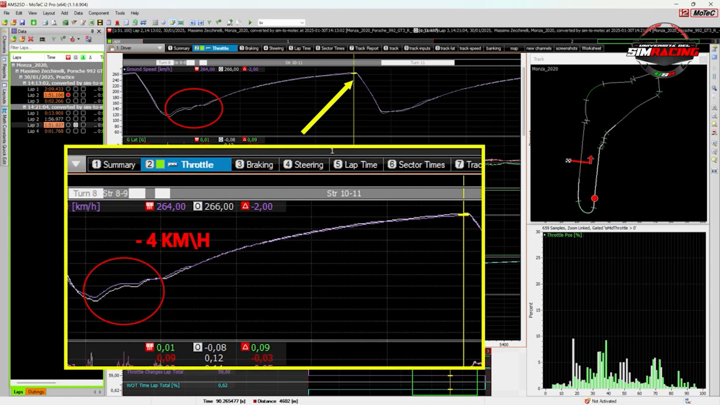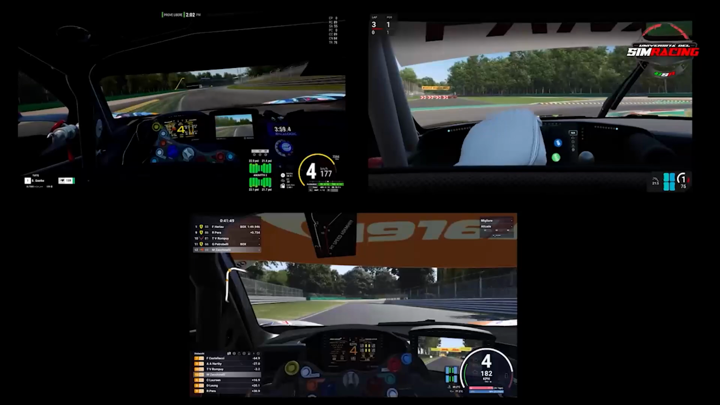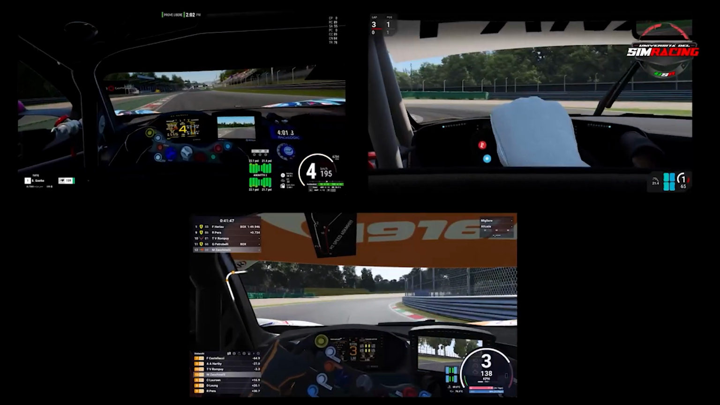A similar scenario played out at the exit of Ascari, where the high-pressure setup once again struggled with grip. Despite this, the 4 km/h deficit at the start of the straight toward Parabolica was quickly recovered, with an additional 2 km/h gained in the following section. Now it's time to wrap up this extensive round of testing.